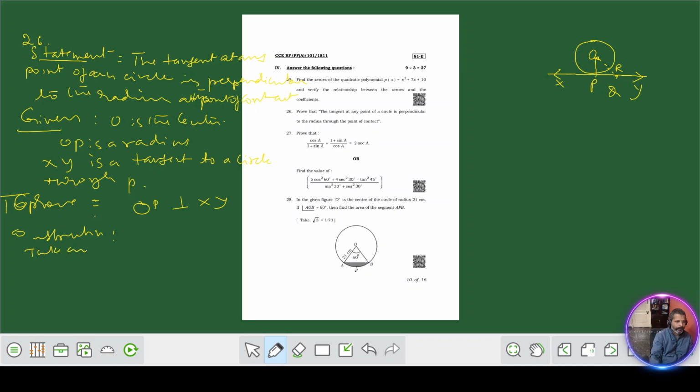Take any point Q on XY, join OQ through R. Or here you can replace it with intersecting the circle at R. Okay. Then comes the proof.